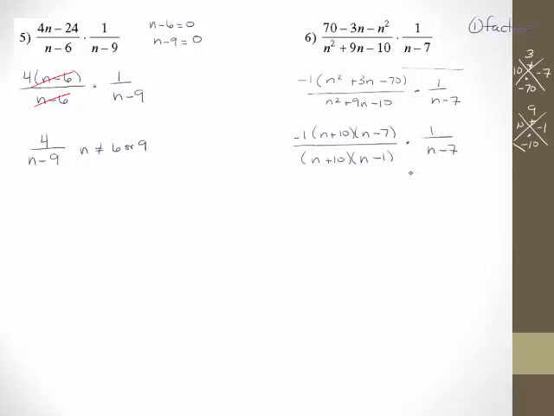Now I want to cancel everything that matches from the top and bottom. So I've canceled my n plus 10s, and my n minus 7s. And after everything's canceled, I have a -1 times 1. That gives me -1 over n minus 1. Now I do still need to find my excluded values. I have n plus 10, n minus 1, and n minus 7. So n cannot equal -10, +1, or +7.